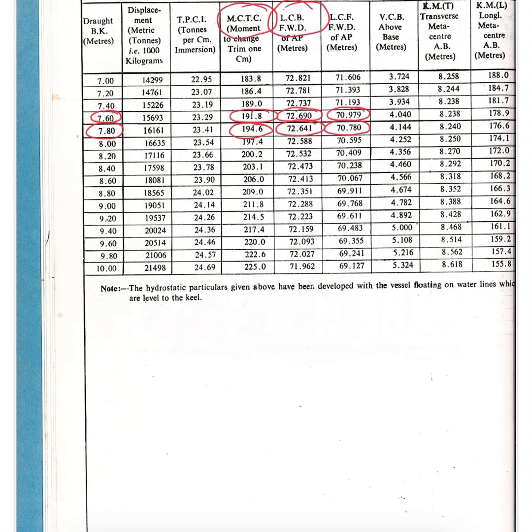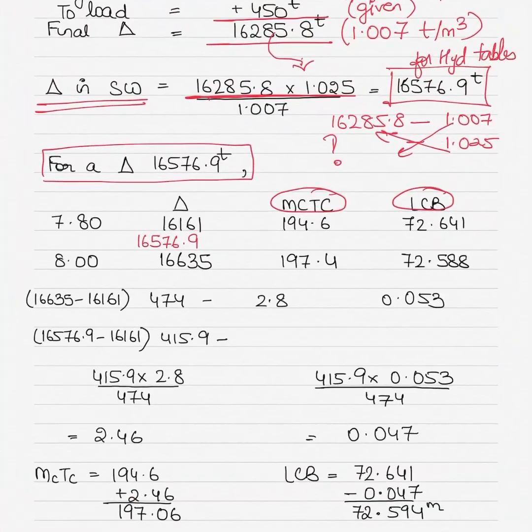So for taking this displacement, you go back into the hydrostatic tables. When you go back, you can see 16576.9 lies between here and here. This is where it lies. So you have to note down the parameters. These are the parameters: MCTC values, LCB values. Note them down, and then interpolate to find out the values.